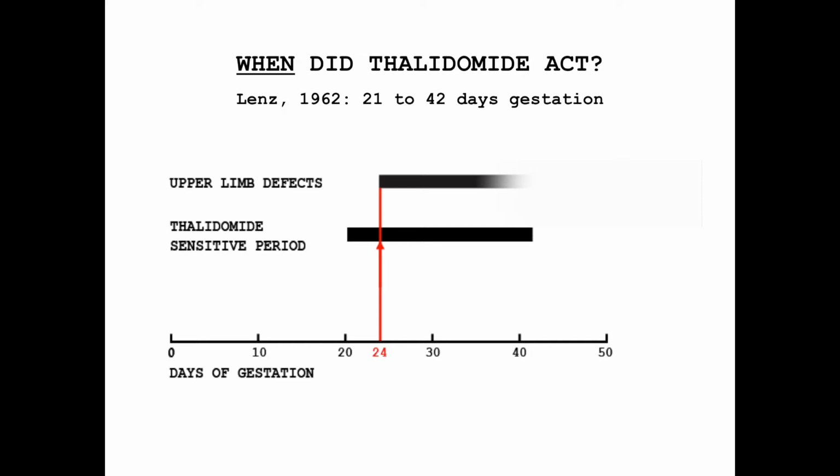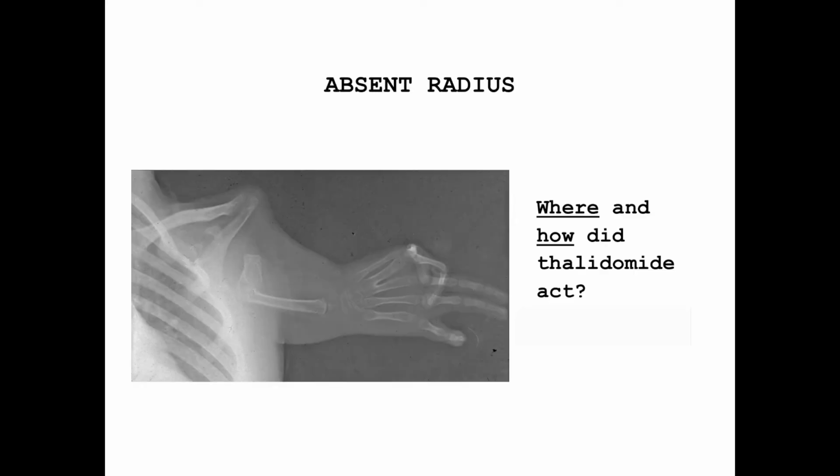Within this period, arm defects happened early, from day 24. But before this, indeed, in the very earliest part of the period, there were deformities of the head and neck, and the eyes and the ears. And later than the arm defects came the leg defects, always in a head-to-tail sequence. So the question boiled down to: where and how did the drug act to cause absence of the radius?